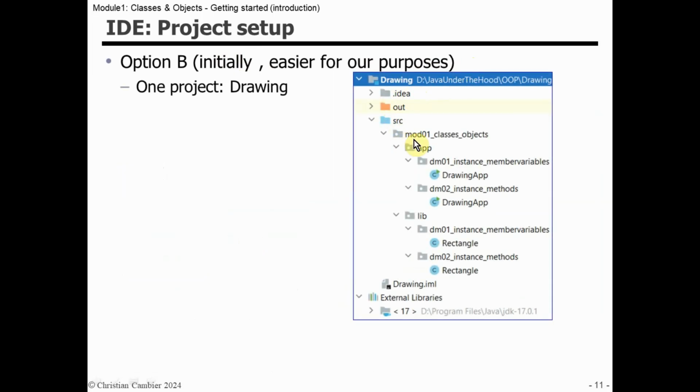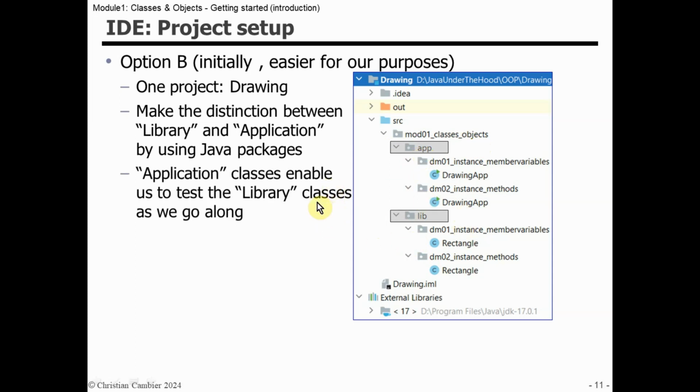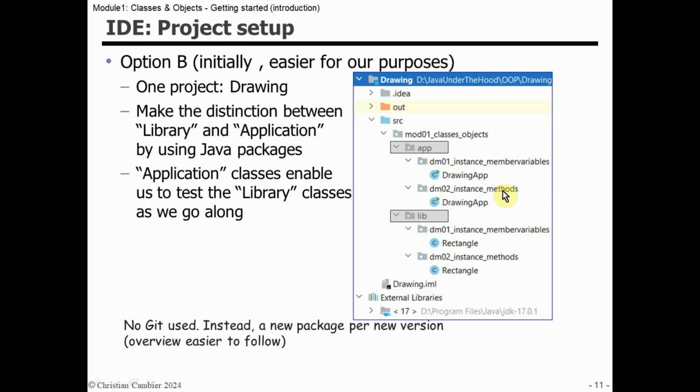How do I make the distinction then between what are the application classes and the library classes? I'll do that using Java packages as well. So in module 1 classes and objects, I create a separate package for the app classes and for the lib classes. Application classes enable us to test the library classes as we go along. And then for the versions, again, no Git used. We use a new package per new version, as I demonstrated in the previous slide.